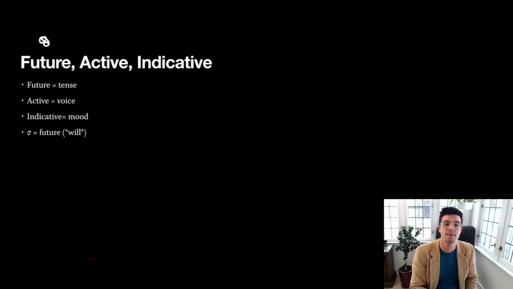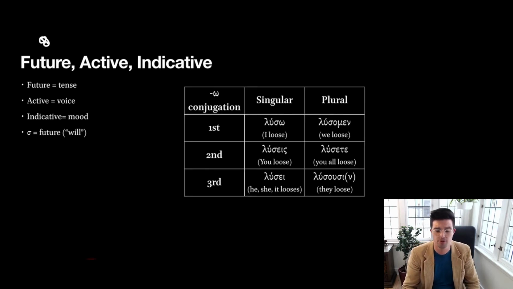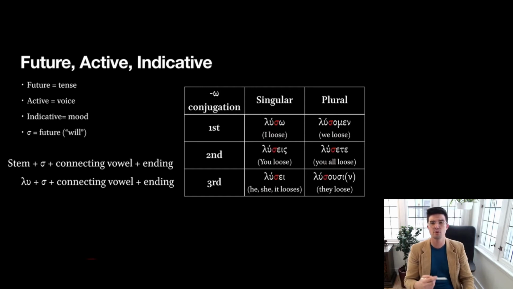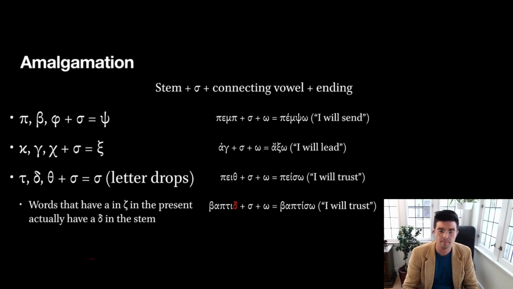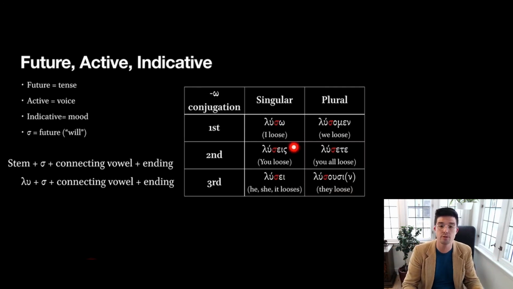So the sigma in the middle of a verb is going to tell us that we have the future here. And so what we have is, you can see here, that sigma is just stuck in before our endings. And to put this into our sort of algebraic terms, we have the stem, we have sigma, we have a connecting vowel, and we have an ending. And this is all well and good, all very simple when it comes to a verb like luso, where the stem ends in a vowel.